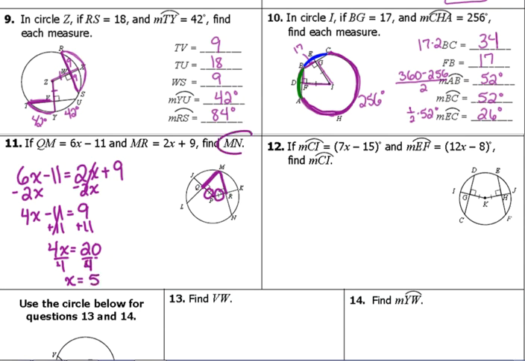They didn't want x. They wanted MN. MN is the entire chord. MR is half that chord, so MR is 2 times our x plus 9. So that's 19, but they want the whole thing. MN is equal to 2 times MR. So 2 times 19 is 38.